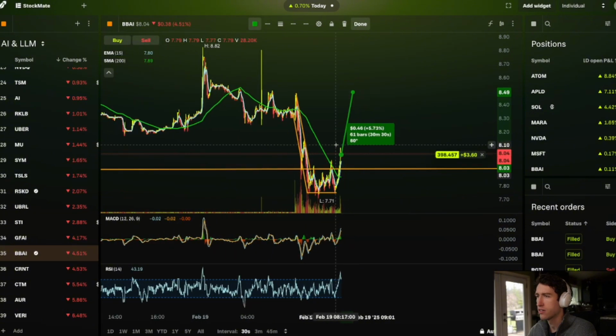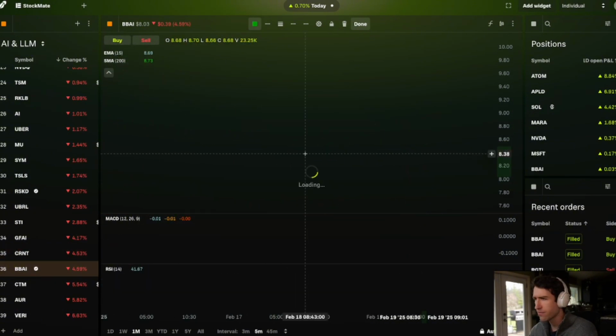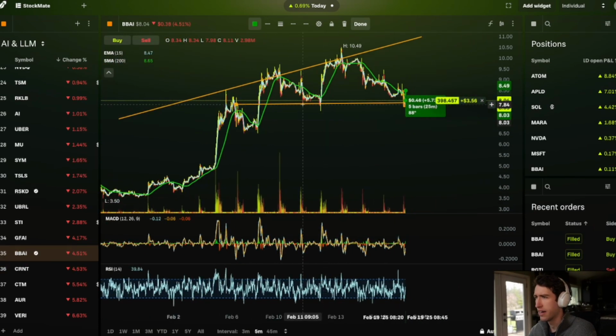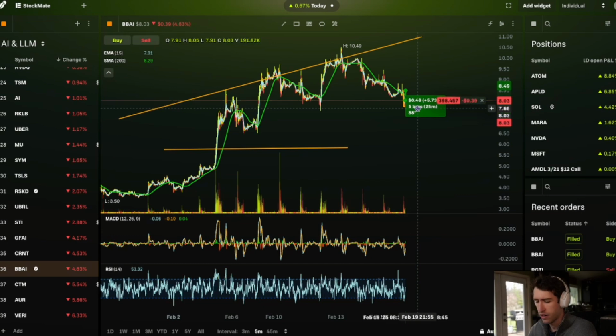And so that's how it looks. And then, with BigBear.AI, you can kind of look at the past month here and see the trend start to develop. If I delete this out here, you could start to see, get rid of some of these drawings.